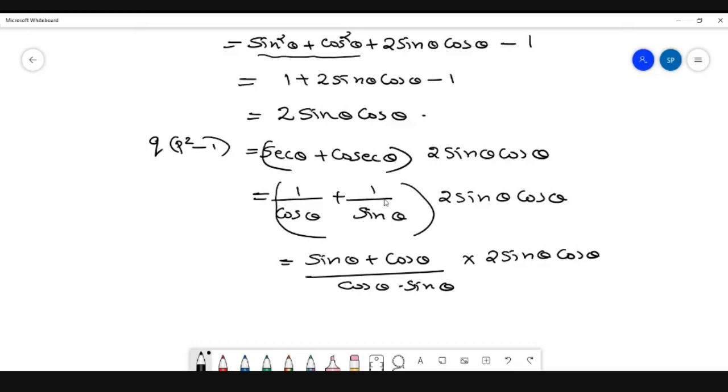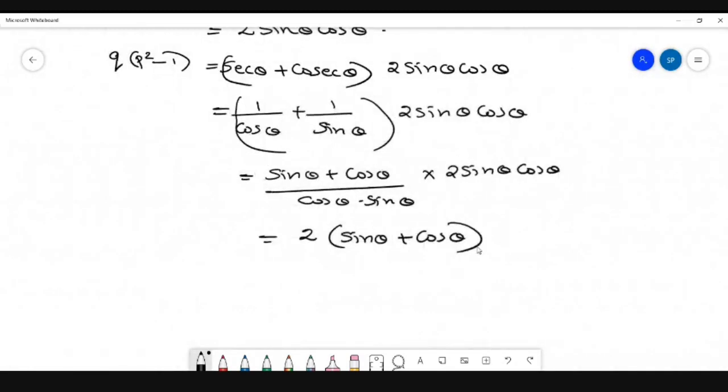Okay, this sin theta cos theta and cos theta sin theta can be cancelled. We get 2 into sin theta plus cos theta. Now what is sin theta plus cos theta in the question? Yes, it is p. So we can write it as 2 into p. Okay, that is q into p square minus 1 is equal to 2p in the expression. It is proved now. Okay. So with this, let me wind up this trigonometry lesson. Okay.